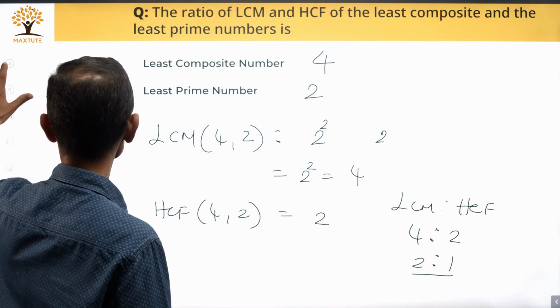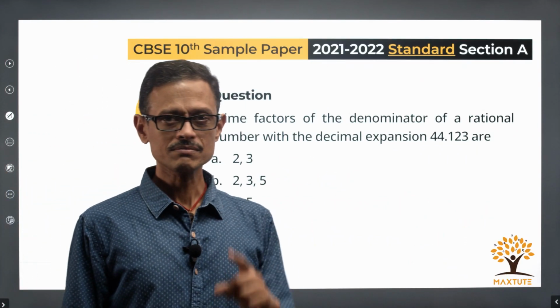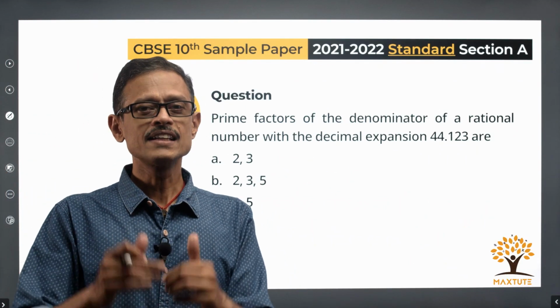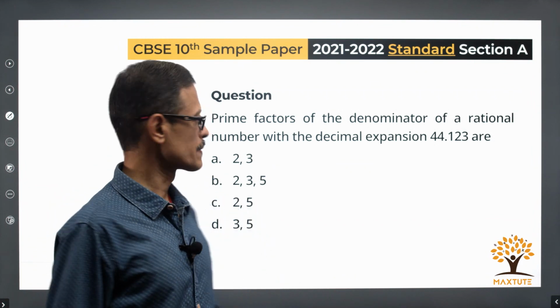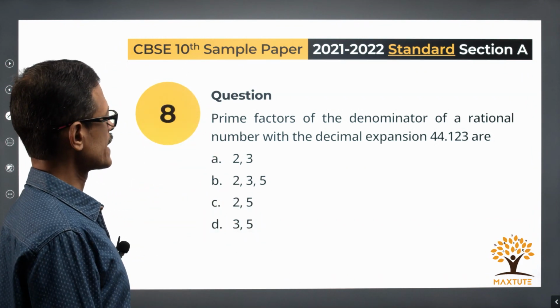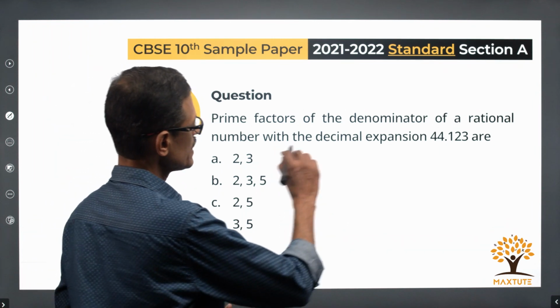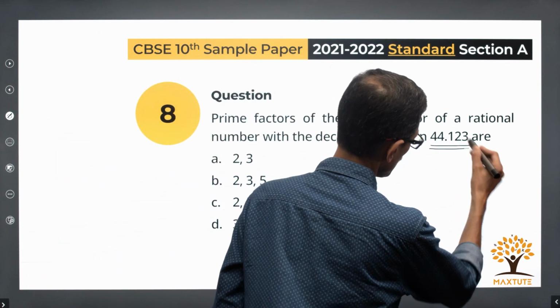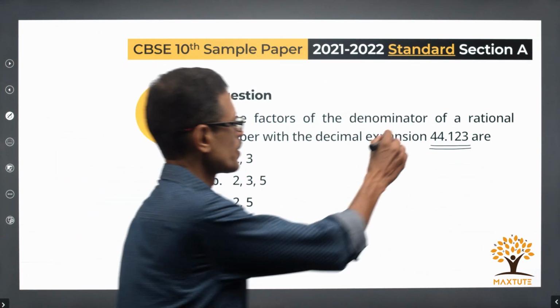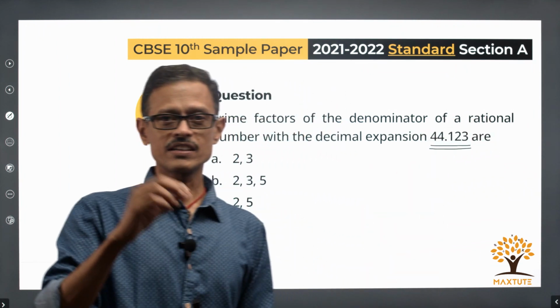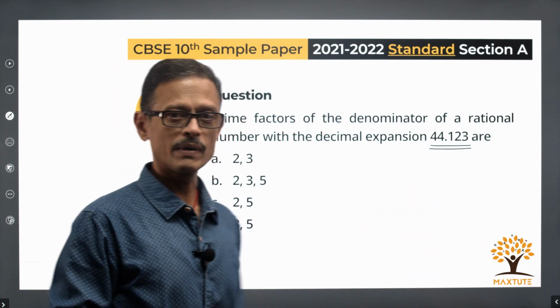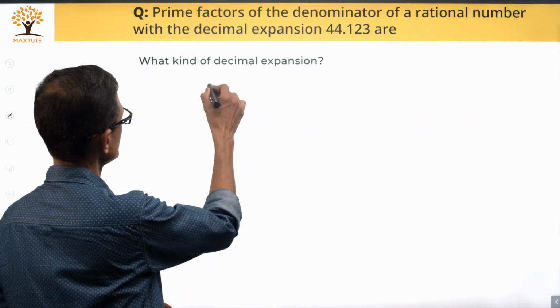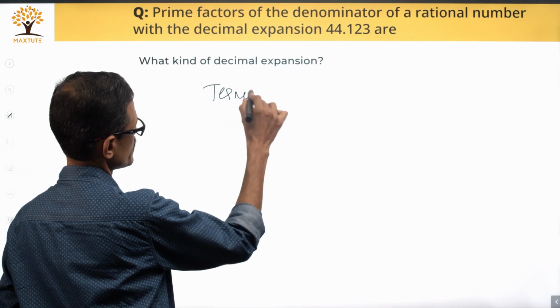Move on to the second question, which is question number 8 from this chapter. Right? From this paper, question number 8, this is the second question that appeared from real numbers. Prime factors are the denominators of a rational number with the decimal expansion 44.123, right? There is no dot, there is nothing on top, which essentially means that what kind of a decimal expansion do we have? We have a terminating decimal expansion in this number that is given to us.